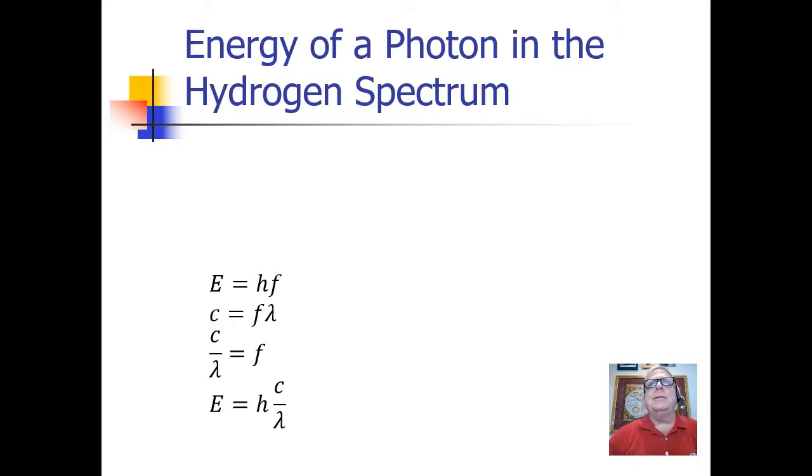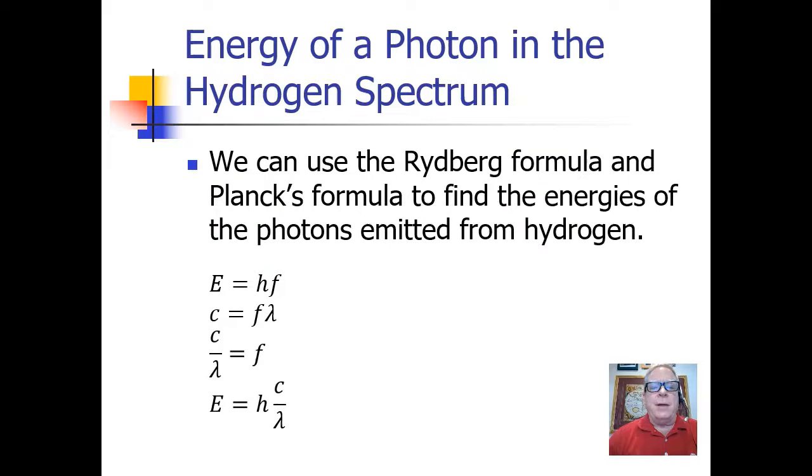We can use the Rydberg formula to describe the energies of the photons that are emitted from the hydrogen atom. Let's go ahead and modify the Rydberg formula slightly by using Planck's formula for the energy of a photon. Remember, the energy of a photon was Planck's constant times the frequency. And we know that since this is light, the speed of light is equal to the frequency times the wavelength. So the frequency is equal to the speed of light divided by the wavelength, which means the energy of a photon is Planck's constant times c over lambda.